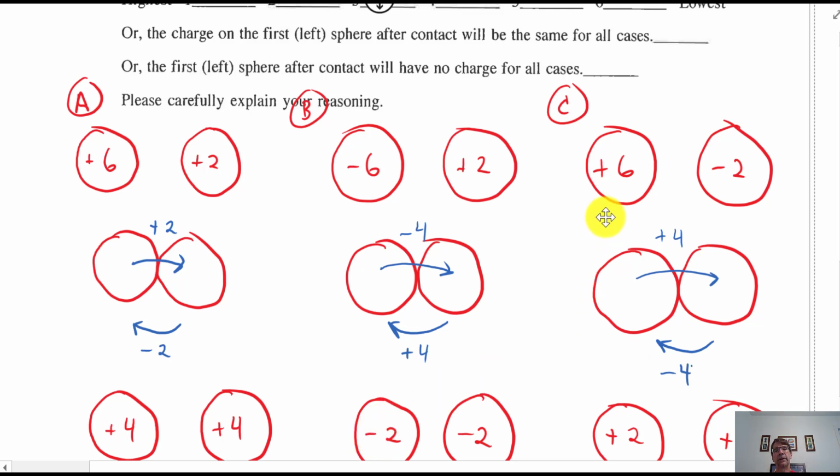In the last one, or part C, a plus 6 and a minus 2, the total charge between the two spheres is plus 4. So each sphere at the end has to be a plus 2 and a plus 2. So what happens here is, for which sphere do the electrons leave? Well, electrons leave the left-hand sphere, a plus 4 charge, because this one has a lot of missing electrons.